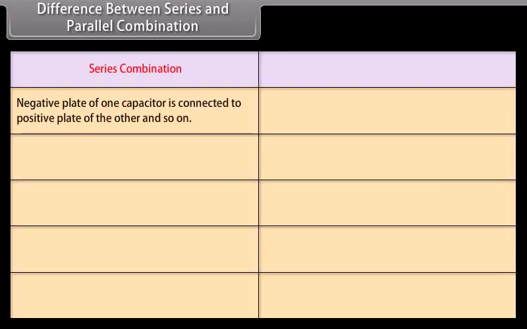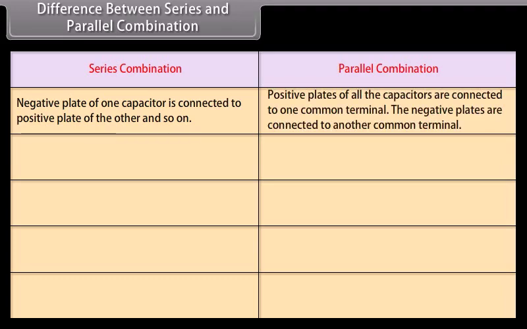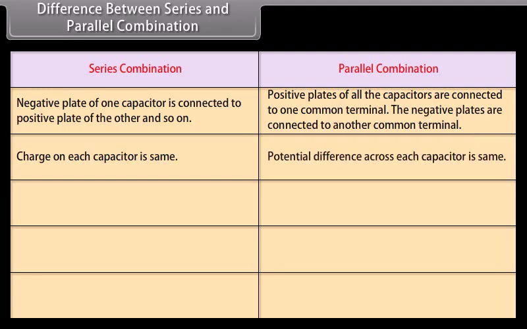Difference between series and parallel combination. In series combination, the negative plate of one capacitor is connected to the positive plate of the other and so on. Whereas in parallel combination, positive plates of all the capacitors are connected to one common terminal and negative plates are connected to another common terminal. In series combination, charge on each capacitor is the same. Whereas in parallel combination, the potential difference across each capacitor is the same.